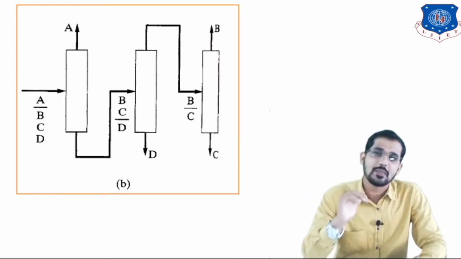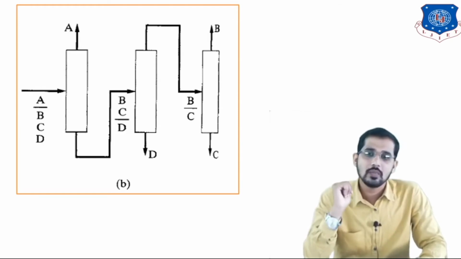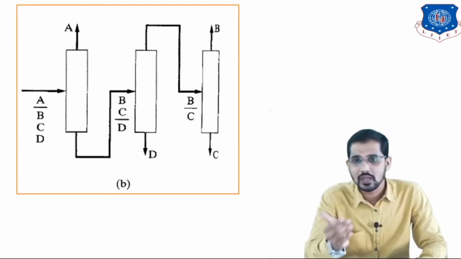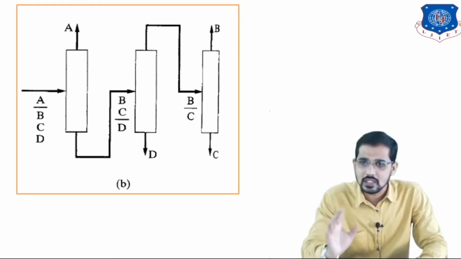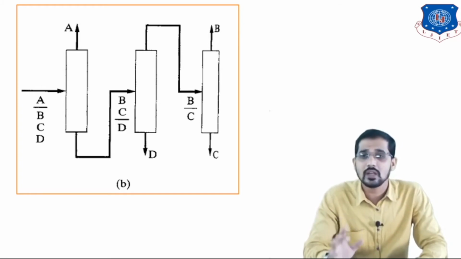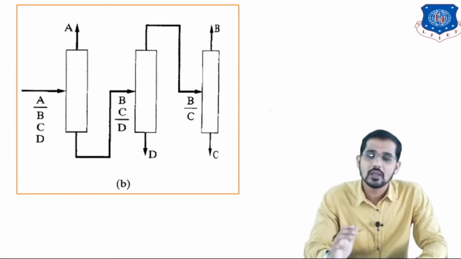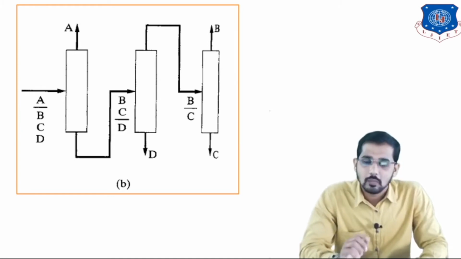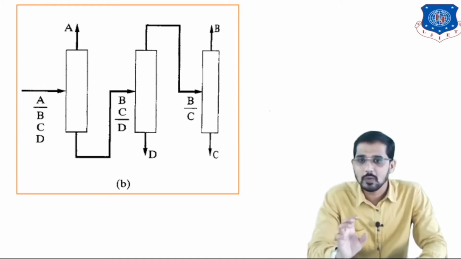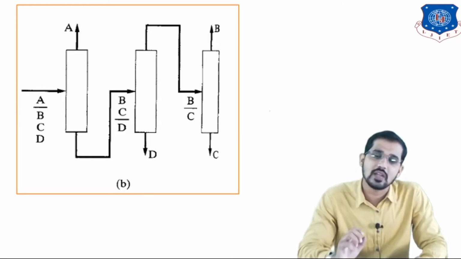Now here we are separating component A in the first distillation column. After that we are separating component D. After that B and C. But the relative volatility order is that A is more volatile than B, B is more volatile than C, and C is more volatile than D. But here we are separating D before B and C. Why are we separating in this manner?